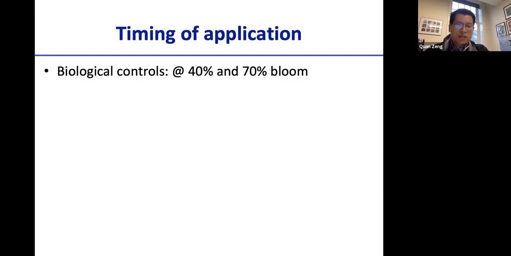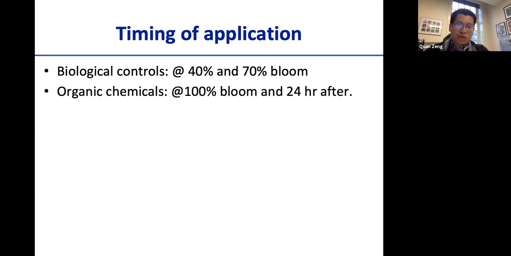So as I mentioned, the biological controls need time to develop on flowers. So those materials were applied twice, once at 40% and then again at 70% of bloom. The organic chemicals, those bactericides, were also applied twice, once at 100% bloom and then 24 hours after. So the goal is to use those biological controls to occupy the flowers first, and then use the organic chemicals or bactericides to hit the bacteria one more time at the end of the bloom, to further reduce any bacteria that escaped from those biological controls.